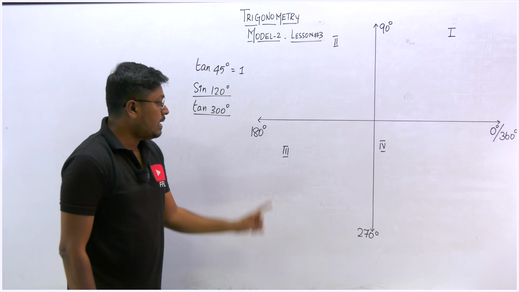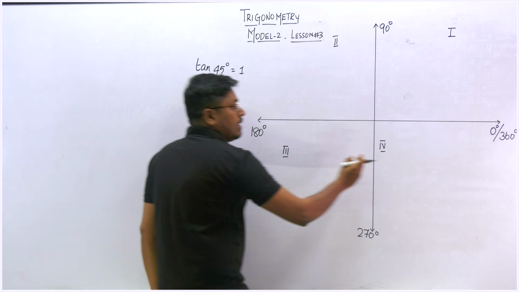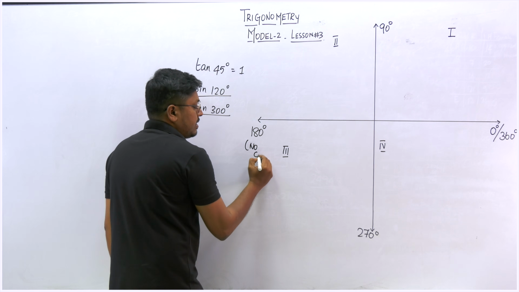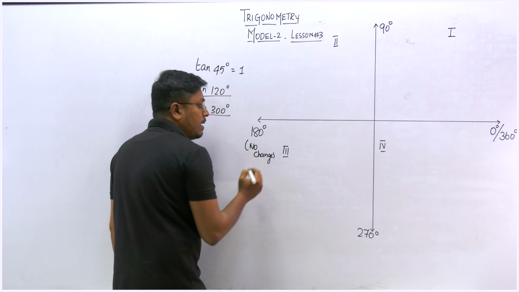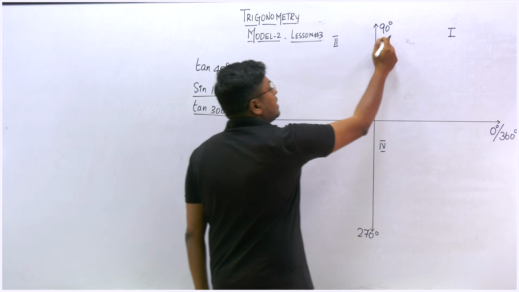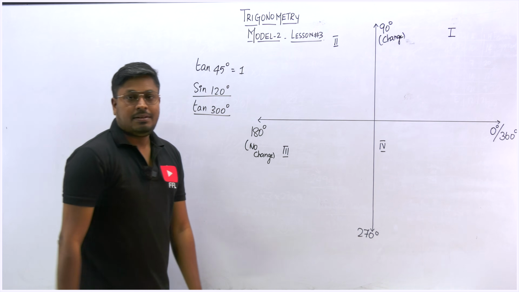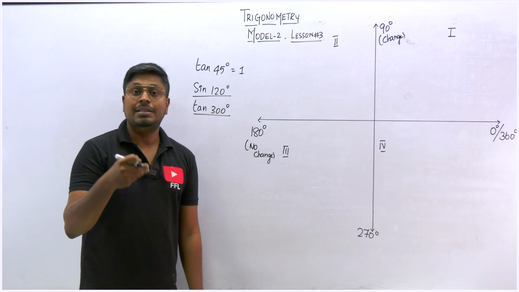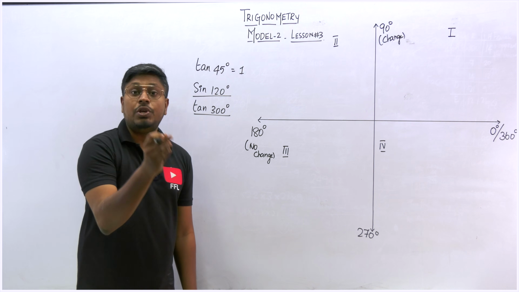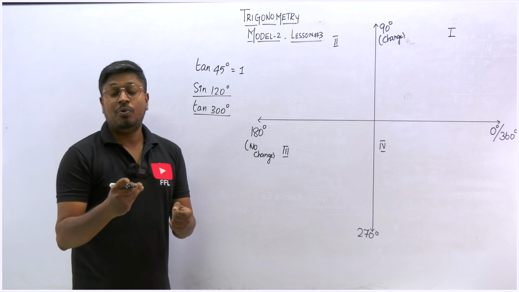And next, importantly, if the values are even numbers, right? 180 is an even number. 360 is an even number. If the values are even numbers, no change. I will tell you everything later, but remember this alone. If the value is an even number, no change. If the value is an odd number, you have to change. That's it. First, we have written the angle. Second, we have written the quadrant. Third, change and no change. If it is an even number, you don't have to change. If it is an odd number, you have to change, right?